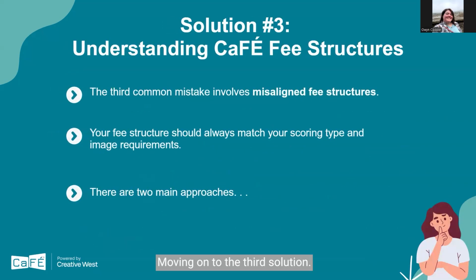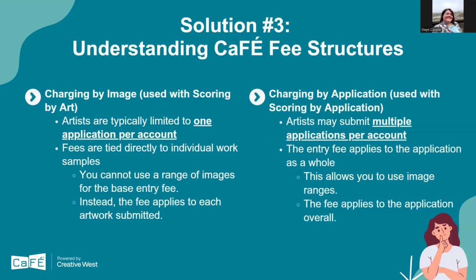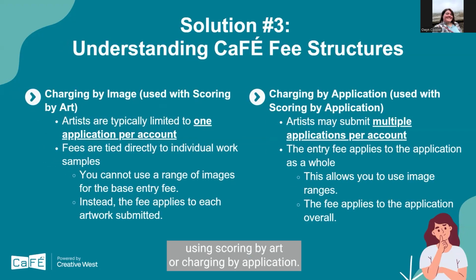Moving on to the third solution. The third common mistake involves misaligned fee structures. Your fee structure should always match your scoring type and image requirements. There are two main approaches to this: charging by image using scoring by art, or charging by application using scoring by application.